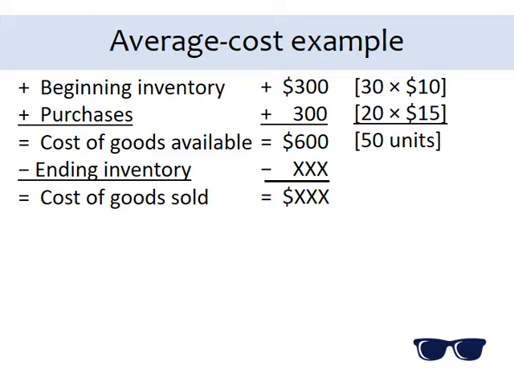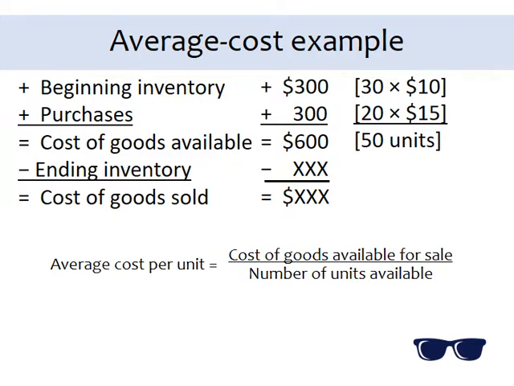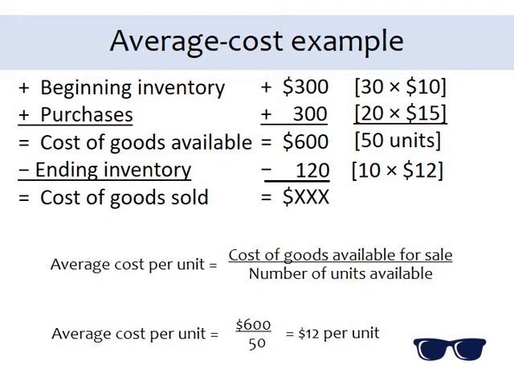Okay, now we can subtract ending inventory, but before we can do that, we need to calculate the average cost per unit. The average cost per unit is the cost of goods available for sale divided by the number of units available. Here we will have $600 divided by 50 units to give us an average cost per unit of $12. So let's go back up to the ending inventory then. Ending inventory has 10 units in it. We will multiply that by the $12 per unit average cost to get $120 as our cost of ending inventory.